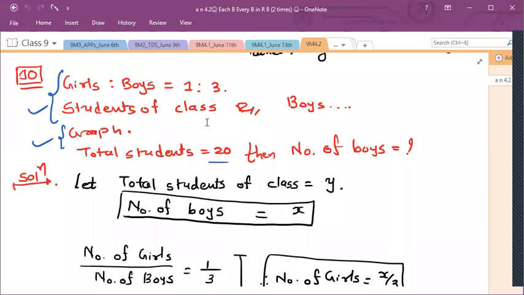Chandan, pata chala? No, we cannot make linear equation in two variables into one variable. For as of now, for class 9 you have to draw just graph. In class 10 I will teach you, or any other teacher will teach you, how you can make linear equation in two variables as linear equation in one variable. So this you have to learn in class 10.